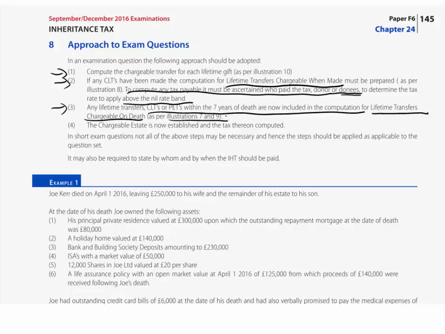To know then how much of it is to be taxed at a nil rate, and how much of the estate is to be taxed at the full 40%. In short exam questions, not all of the above steps may be necessary. Now, of course, that would include not just a small section C question, one that's got a bit of IHT and a bit of something else in it.